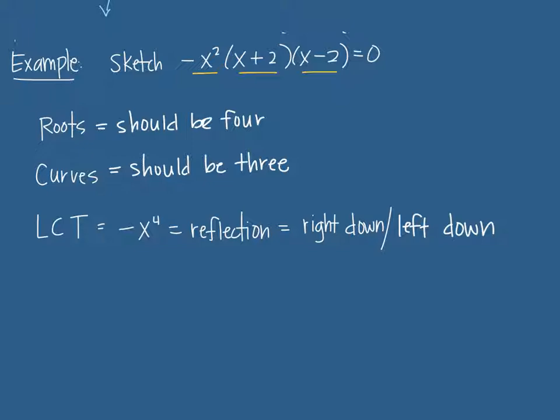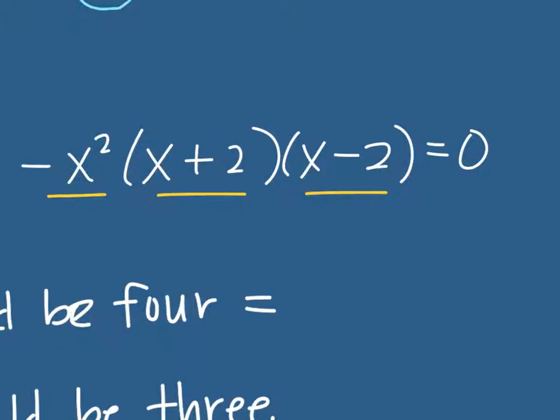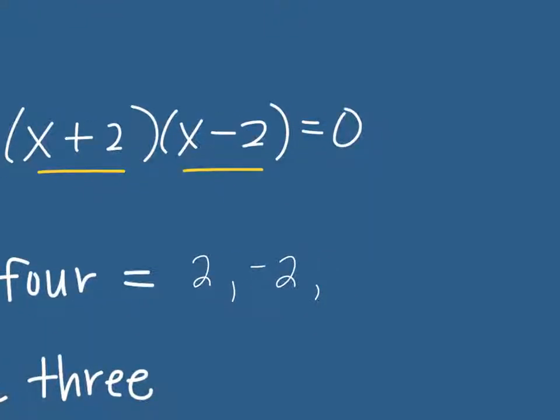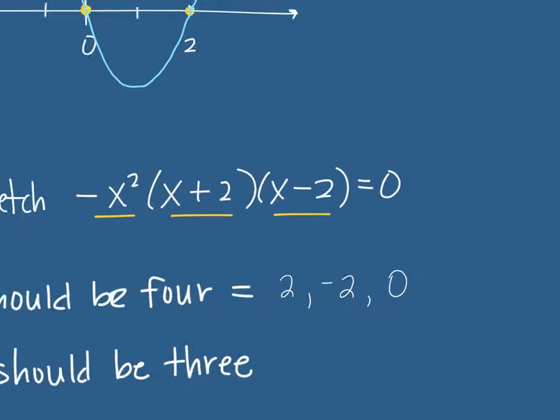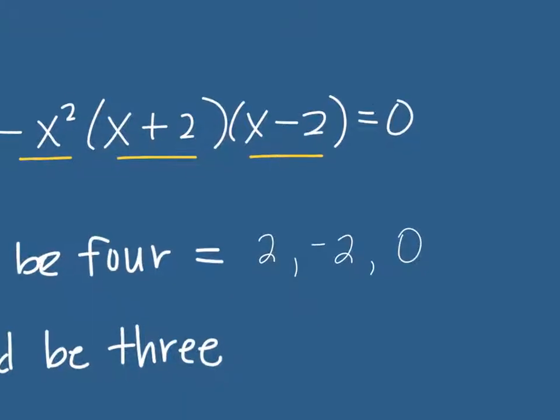Okay, let's find our roots. Let's look at the pieces. Let's work backwards, if you don't mind. What's the 0 from the last part? The last parenthesis. What's the 0 from that? 2. What's the 0 from the middle part? What's the 0 from the front part? How many am I supposed to have? I only have 3. What's the problem?